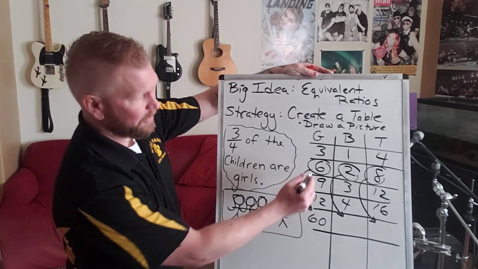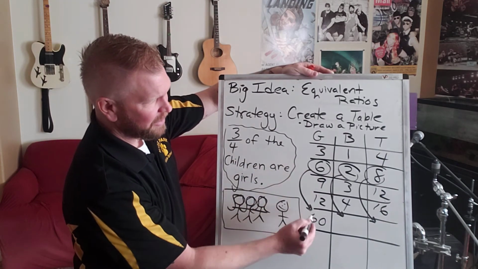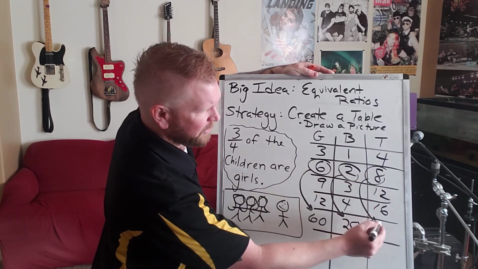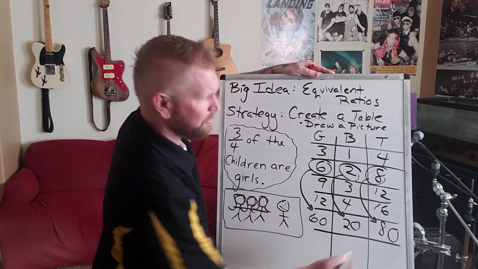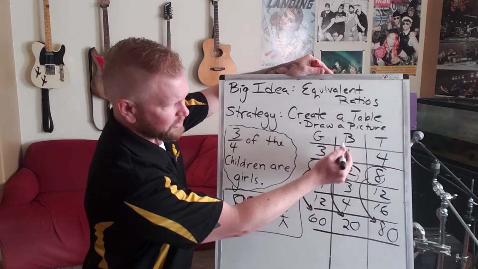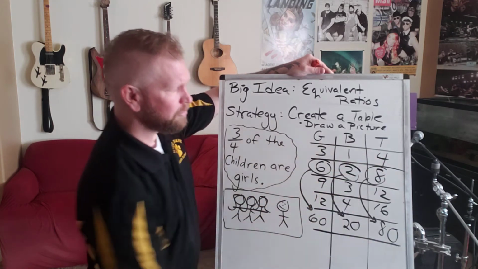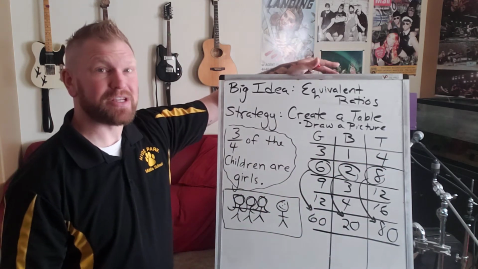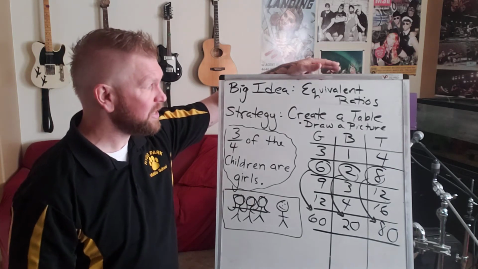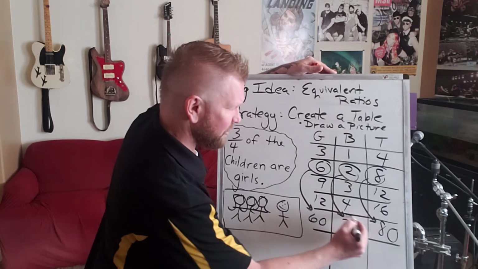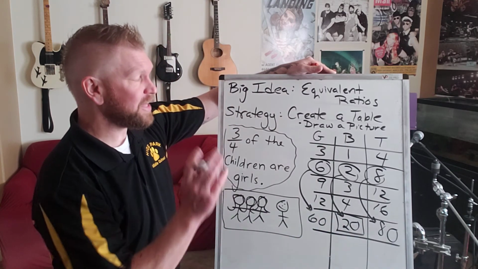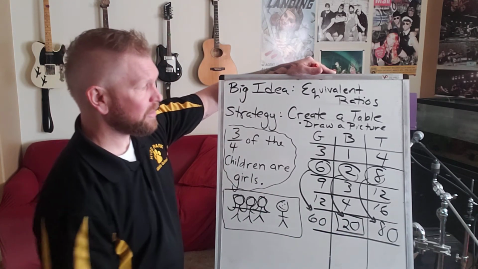So the rule is, if I multiply this by 10, I need to multiply this by 10, that equals 20, and I need to multiply this by 10, that equals 80. Just as a double check, if there are 60 girls and 20 boys, does that add up to 80 total children? And it does, because it's exactly right. It's exactly how the table is supposed to work for us. So the answer to the question is, there should be 20 boys. There you go. All right, so that's doing it with the table.